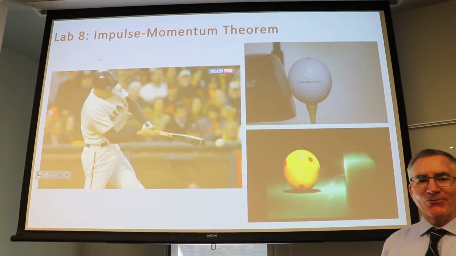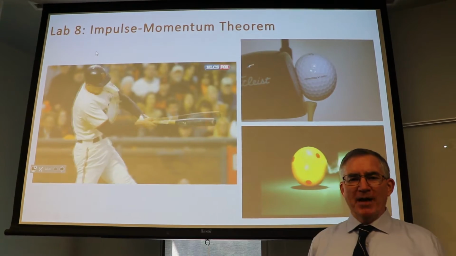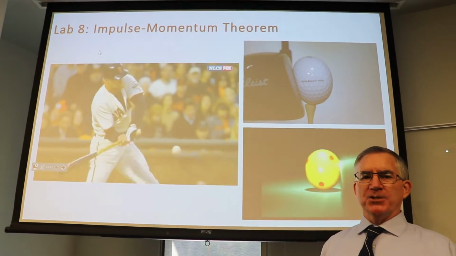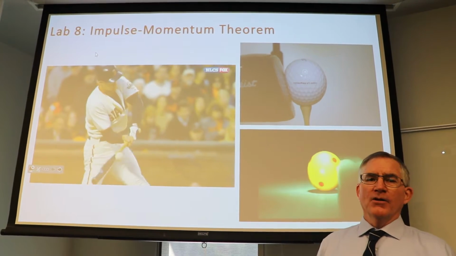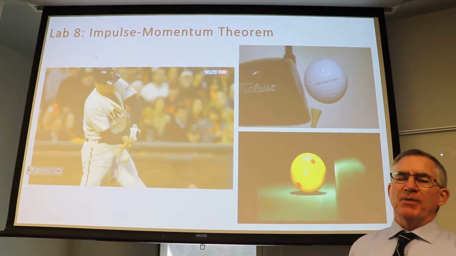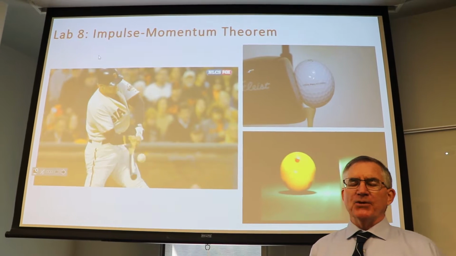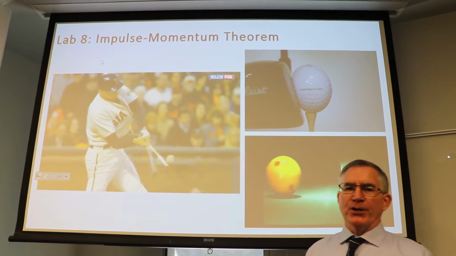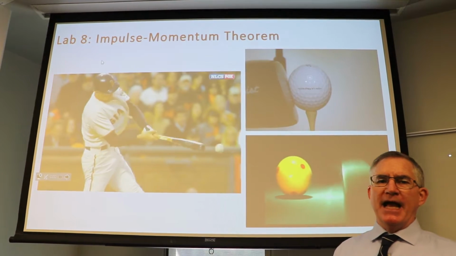All right, welcome to Lab 8. This is called the impulse momentum theorem. It goes hand in hand with the law of conservation of energy. This is a vector law, whereas energy was a scalar. It's much more enjoyable when you can use scalars, but the consequences of the law of conservation of momentum are really astounding. And we'll have a bunch of demonstrations in class.